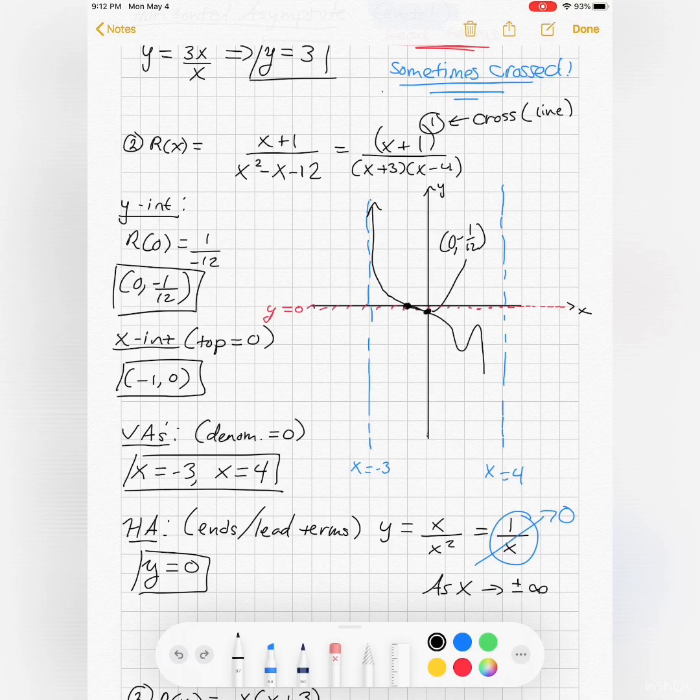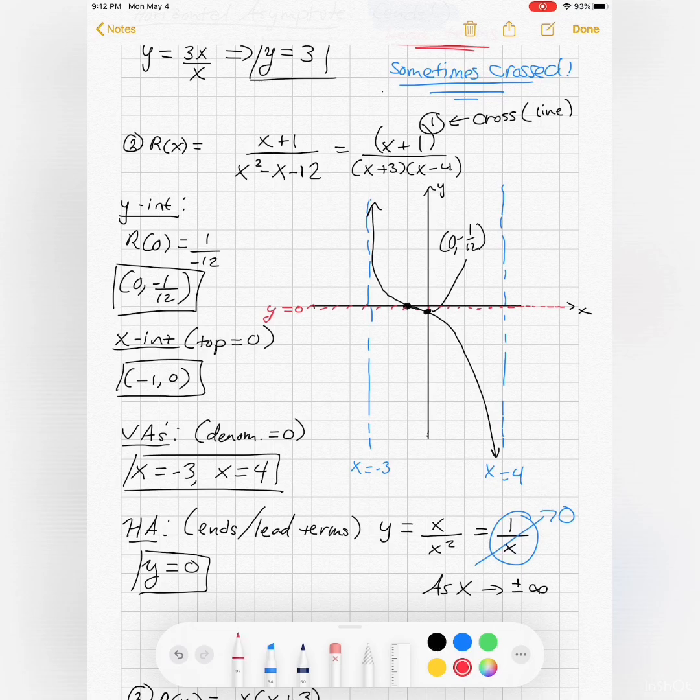I don't know what it does in here. Maybe it does something fancy like that. I don't care. You'll look more at that in calculus. For us, we're going to say we know it comes down. Can't cross that vertical asymptote.